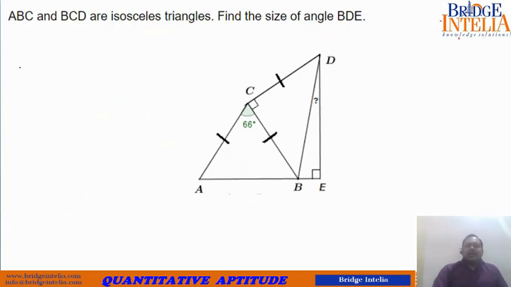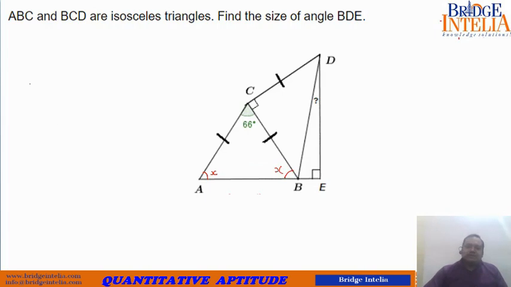A, B, C and B, C, D. As you can see, these markers have been drawn, and A, B, C and B, C, D are isosceles triangles. So find the size of angle BDE. Let's do that. So this is 66 degrees. This side is equal to this side. That means if this angle is X, this must also be equal to X. So let's first calculate the value of X.